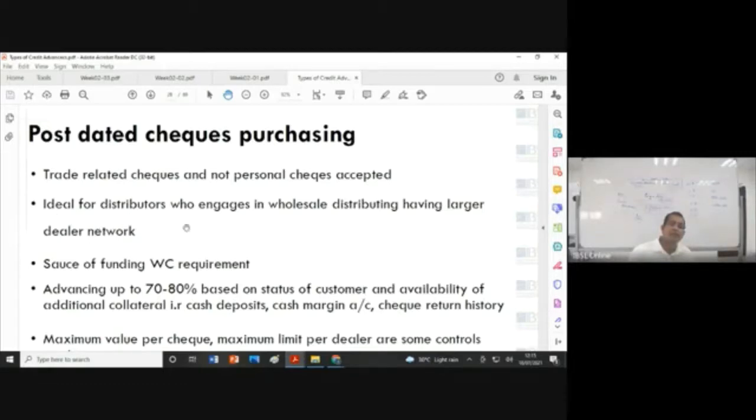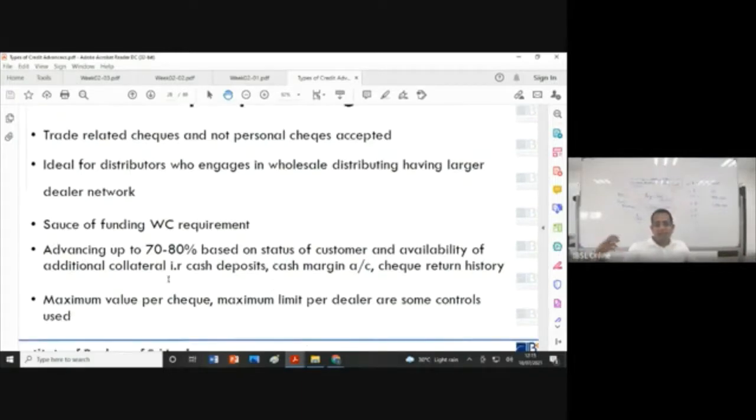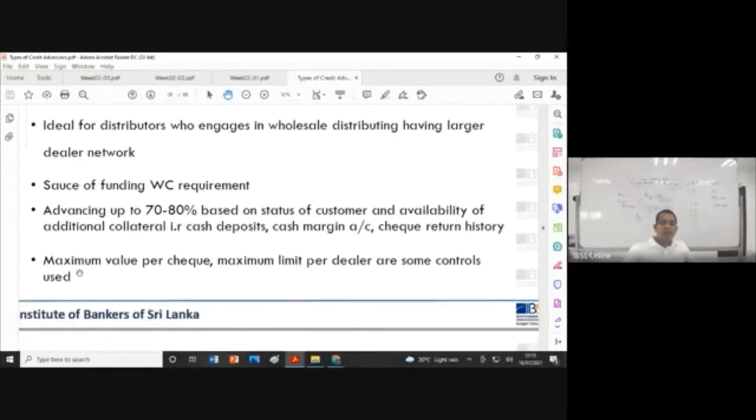Ideal for distributors who engage in wholesale distribution, with a larger number of customers. Source of funding for working capital, 70-80% again based on cash deposit, cash margin, check return history. Then we look at maximum value per check, maximum limit per dealer as some controls.